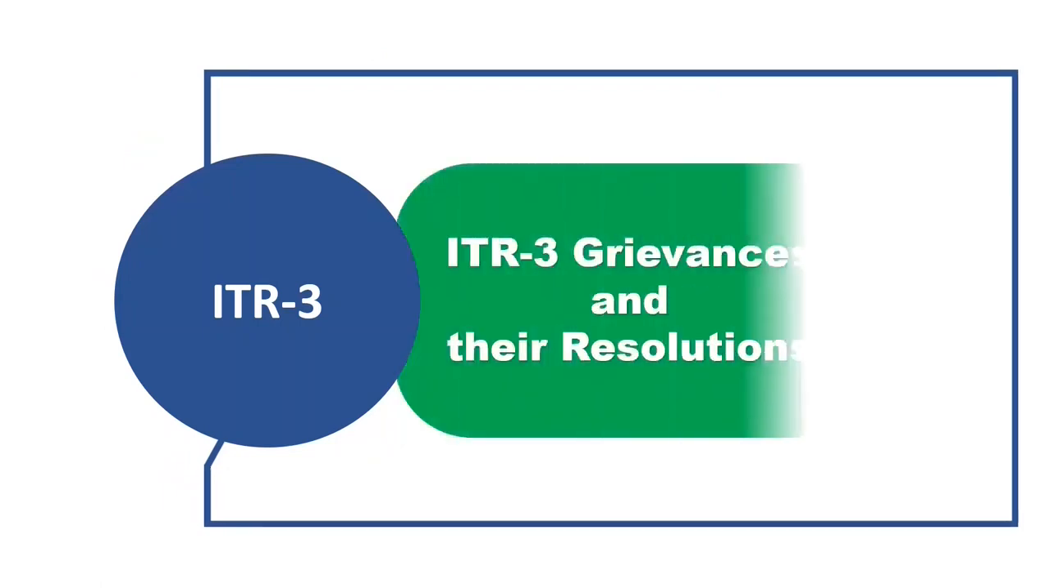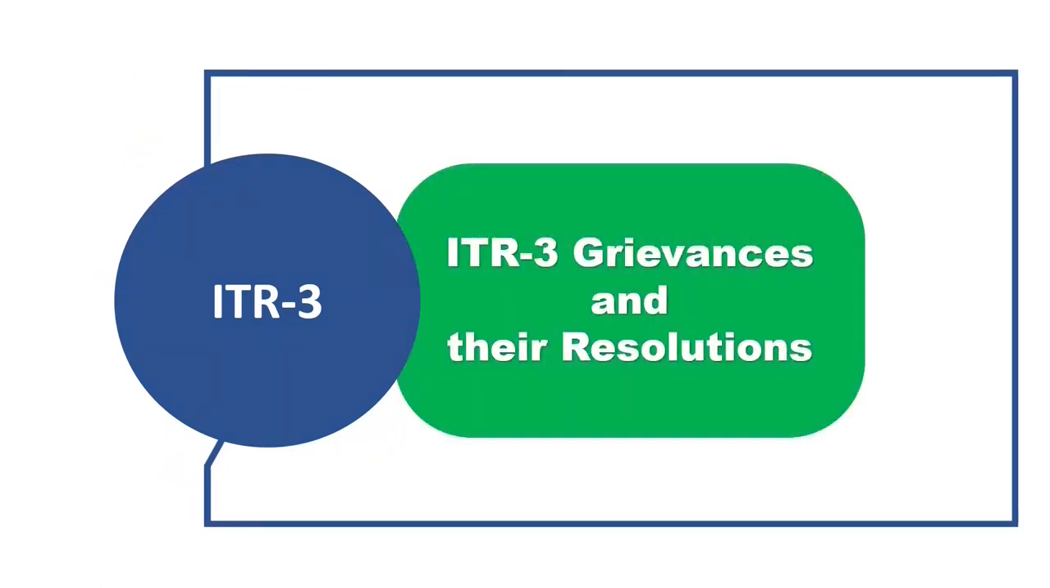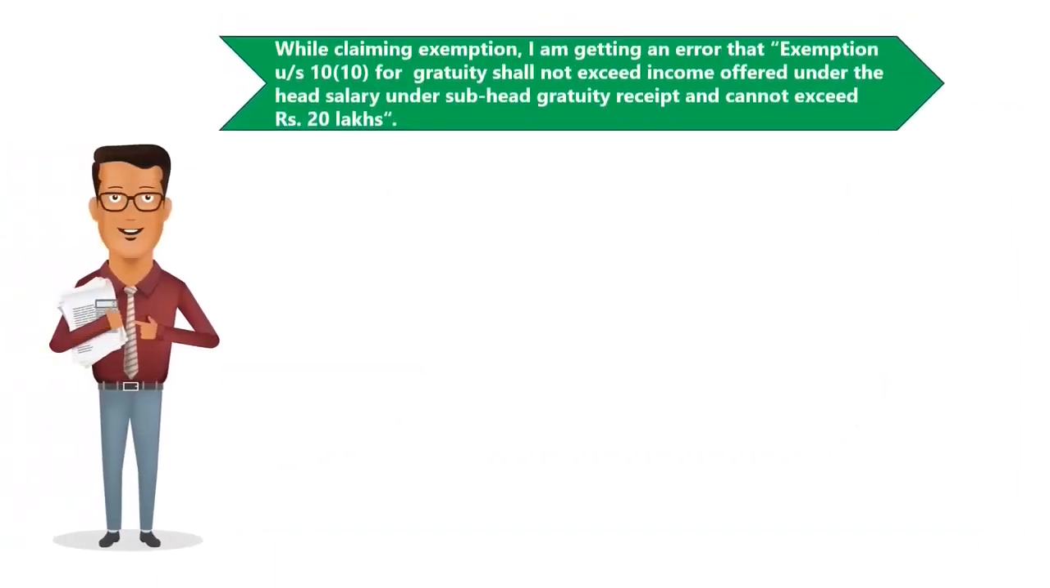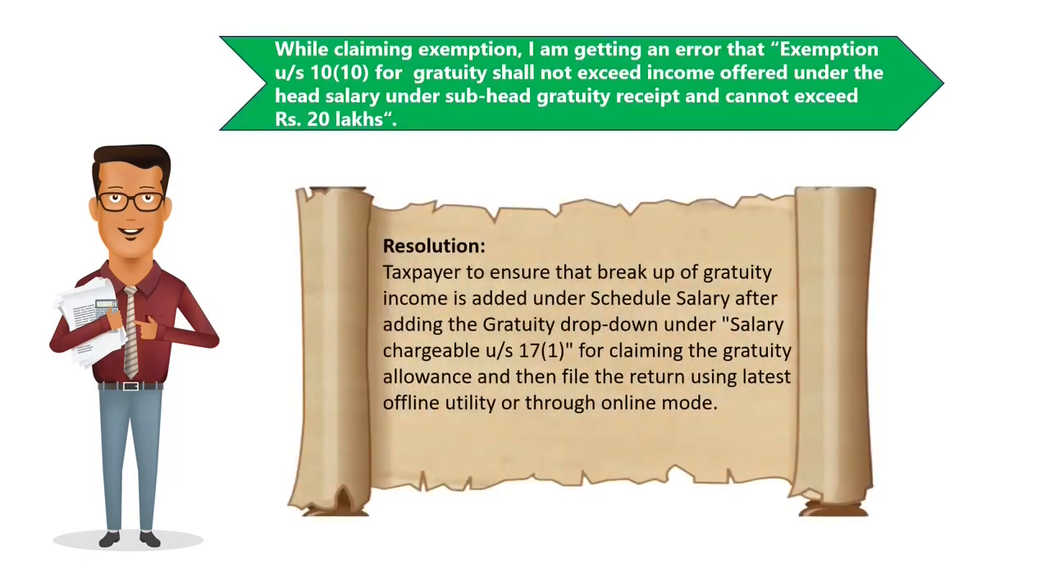Let us now move to the FAQs and the grievances and the resolutions on ITR 3. While claiming exemption in ITR 3, if you are getting an error that exemption under section 10 subsection 10 for gratuity shall not exceed income offered under the head salary under subhead gratuity receipt and cannot exceed rupees 20 lakhs, please ensure that the breakup of gratuity income is added under Schedule Salary after adding the gratuity drop down under salary chargeable under section 17 subsection 1. You shall then be able to claim the gratuity allowance in the exemption section, and you can now file your return using the latest offline utility or through the online mode.